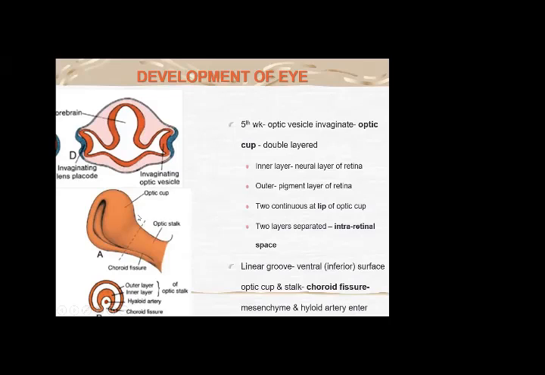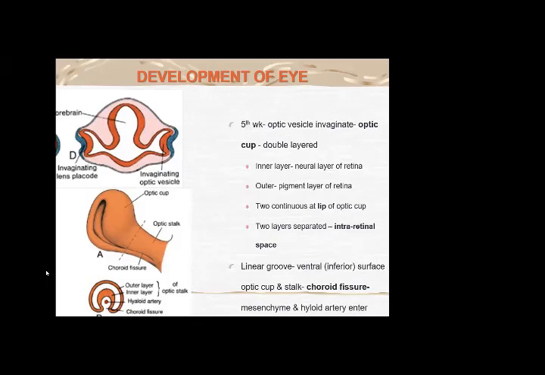This shows a section, taken as a cut section from here. This optic cup has two layers, an inner layer and an outer layer. The outer layer, please note, is thin, developing into the pigment layer. The inner layer is thick, developing into the neural layer. Between the two you have the intraretinal space, which is continuous with the cavity of the forebrain. Now, one more thing happens in the fifth week.